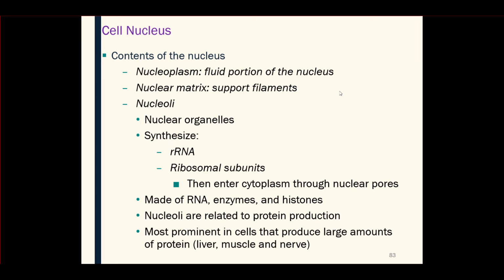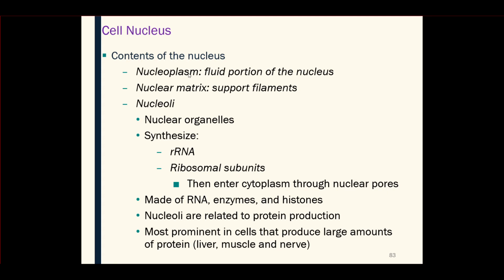Within the nucleus, we actually have a fluid. It's kind of like the cytoplasm that we see inside the cell. Instead of calling it cytoplasm, you're going to call it the nuclear plasm. And there are also, just like in the cytoplasm, support filaments. Remember the cytoskeleton? We have the same thing inside the nucleus to help maintain the shape of the nucleus, known as the nuclear matrix, right? This is kind of like the cytoskeleton of the nucleus. It has support filaments.